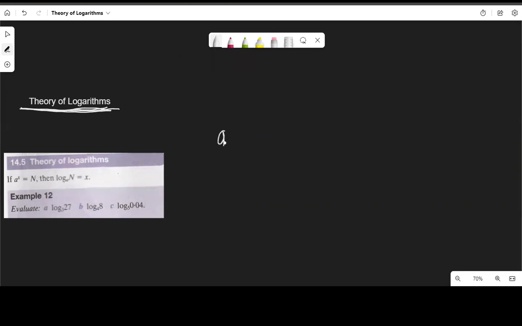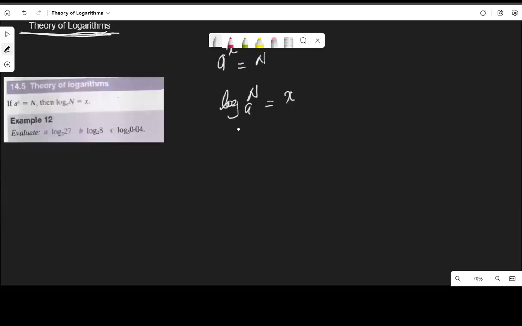So if I have a to the power of x is equal to n, this is called index form. To express this in logarithmic form, we write this as log of n to base a is equal to x. Recall that the logarithm of a number n, in this case, to a base a is the index x to which a must be raised to be equal to n. So if we apply that law, we'll be able to convert between logarithm and index form.